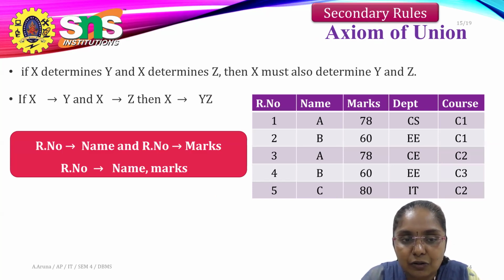Similarly, the same thing follows here. If X determines Y and X determines Z, we can write it because the LHS is the same in both. Then I can write X determines YZ. The RHS components are joined together. Similarly, roll number determines name, and roll number determines marks. Then I can say roll number determines name and marks, because by using roll number I can identify name, and I can identify marks. So by using roll number, I can identify both name and marks. Then we can call this the axiom of union.